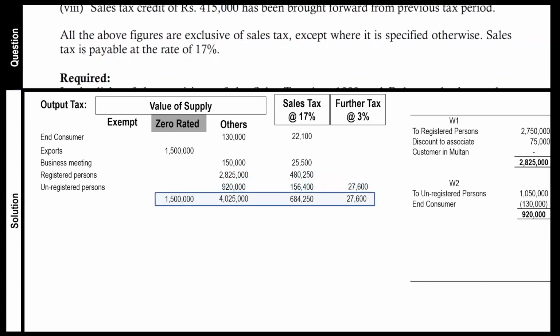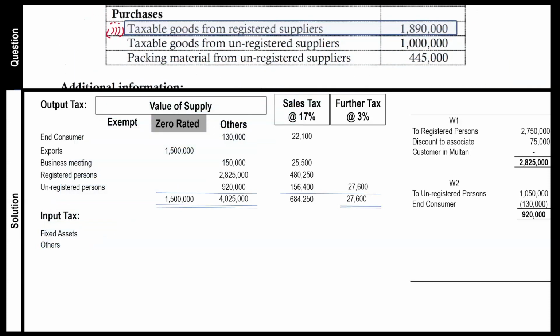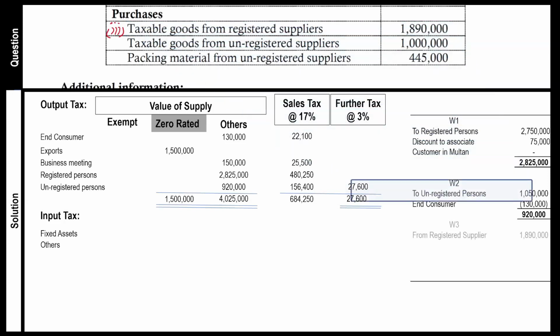Let's make totals. Now we come to input tax calculation. This is sales tax on fixed assets and other purchases. Start collecting information from table. Purchase from registered supplier is rupees 1.89 million. Mention it in a separate working because it has some additional information.